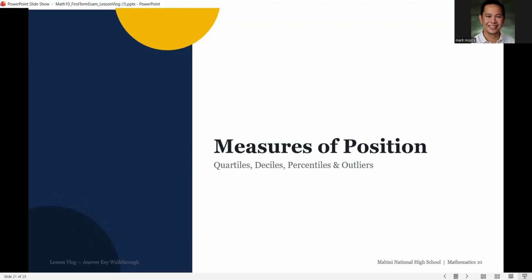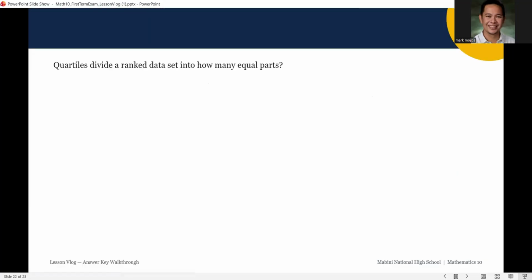Now, we are now in measures of position. Here, this is a bit easy for us. We have the quartile, decile, percentile, and outliers. Okay? This is simple. Quartile divides a ranked data set into how many equal parts? When we say quartile, that is splitting ranked data into 4 equal parts. But what we look for in quartiles are the boundaries, which are quartile 1, quartile 2, and quartile 3.